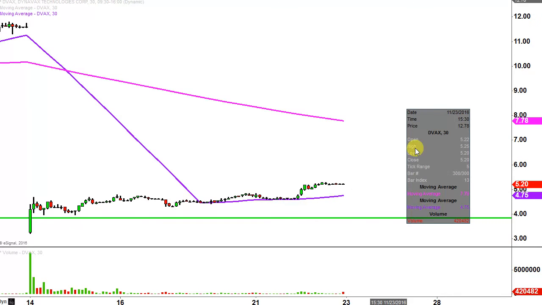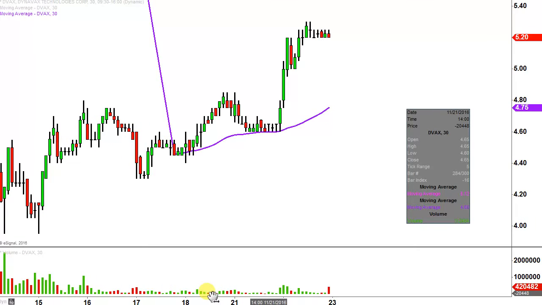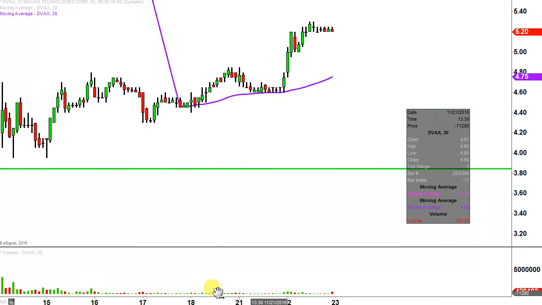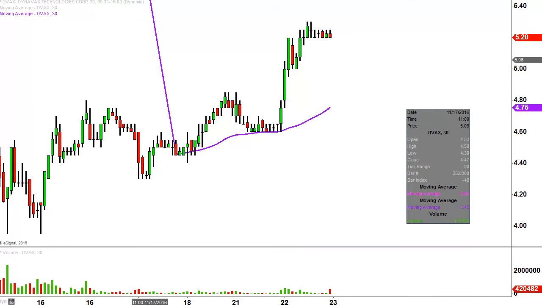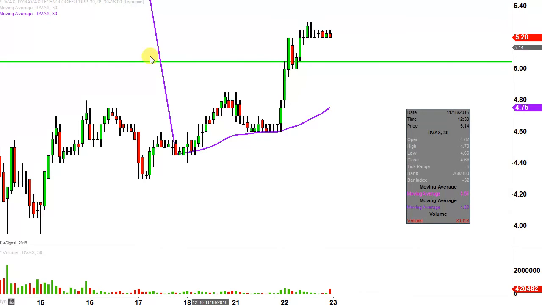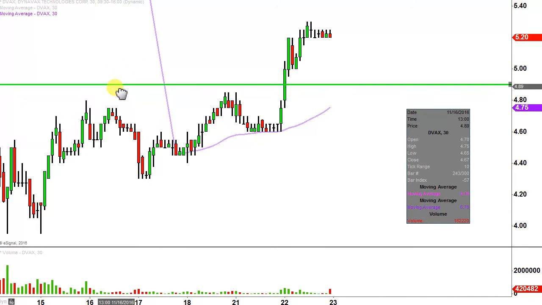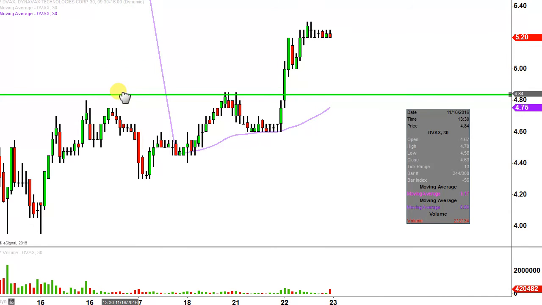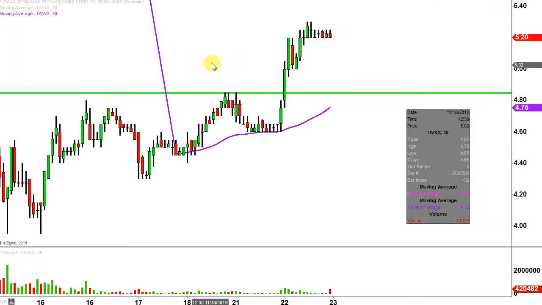So with that being the main theme about building those higher bases, we'll zoom back in here and start to map out some levels of support. Ideally speaking, going forward, the level that you want to see the price stay up above now is going to be $4.85. The reason for that is the last thing you want to see is for the price to go back to where it was.